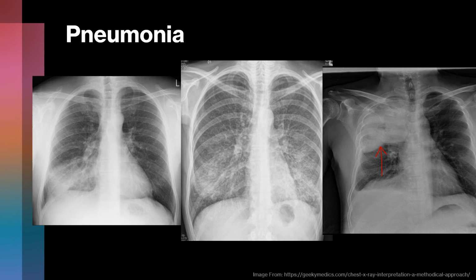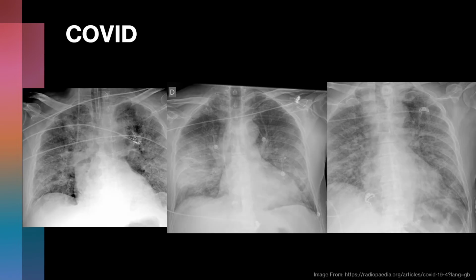We can see on the image in the middle, there's widespread patchy consolidation suggesting a widespread pneumonia, whereas in the image on the right, you can see that it's focused more at the base of the right lung, and you can see that there's again patchy consolidation. Sadly, we can't get through a series on chest x-rays without talking about COVID. And as you can see, it's quite a distinctive x-ray.